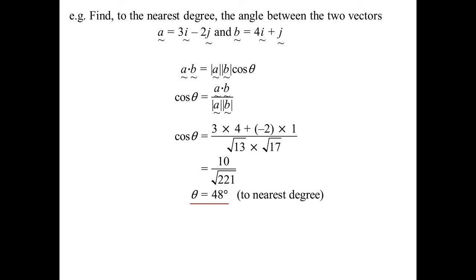Okay. A dot B would be 3 times 4 plus negative 2 times 1. The magnitude of A is the square root of 13. The magnitude of B is the square root of 17. So all of that works out to be 10 on root 221. So to the nearest degree, 48 degrees is the angle between those two vectors.